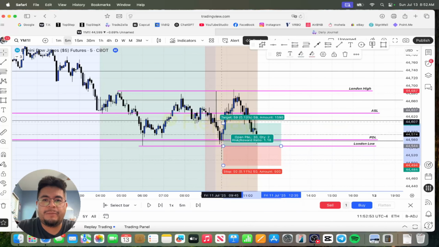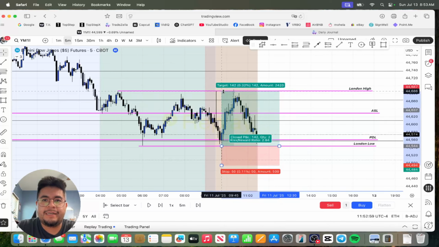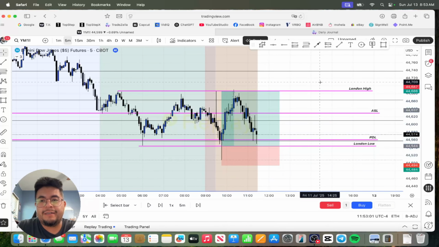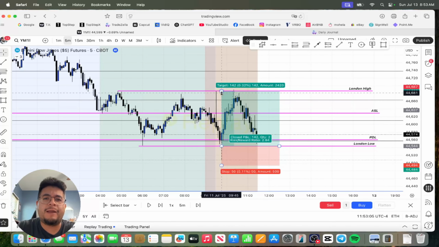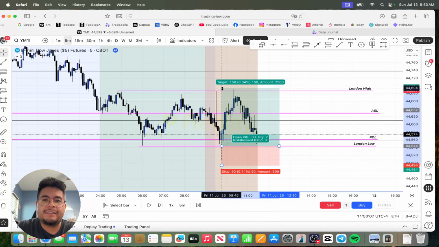A 50-point stop would have been close to getting stopped out, and targeting this London high. Nice little 2.8, right? And this is why it's so important, guys. You cannot say, oh, well, I want a TP3, because TP3 would have never gotten hit.